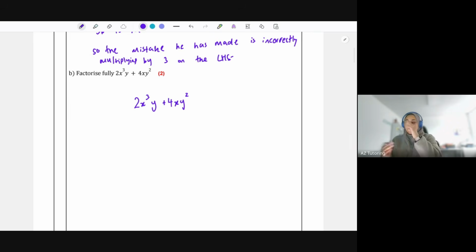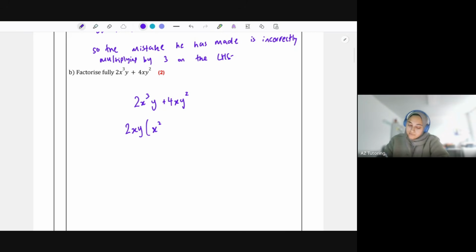Okay, so let's see the common numbers and the common letters. So the maximum number I can pull out for 2 and 4 is 2. And then the x's, we've got x cubed in the first one and we've got x in the second. So the only amount of x's I can pull out is just 1. I've got y in the first term and I've got y squared in the second term. So the minimum amount of y's is just y. Okay, 2xy times something gives me 2x cubed y. Well, the 2 is fine, the y is fine. I just need to times by x squared in order to get that term.